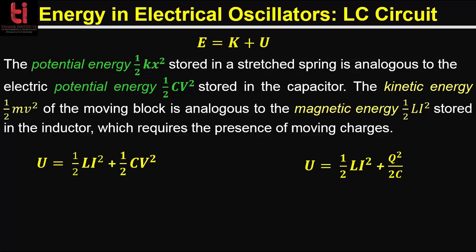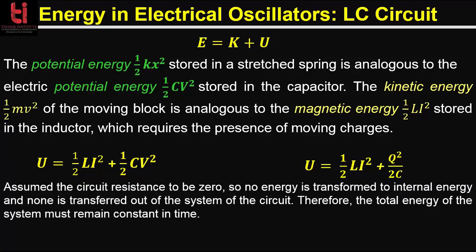So now you can say that the total energy in this LC circuit is equal to half LI squared plus half CV squared. And you know that V is equal to Q/C, so we can rewrite this expression and say that the total energy in this LC circuit is equal to half LI squared plus Q squared/2C. Assuming the circuit resistance to be 0, no energy is transformed to internal energy and none is transferred out of the system to the circuit. Therefore the total energy of the system must remain constant in time.